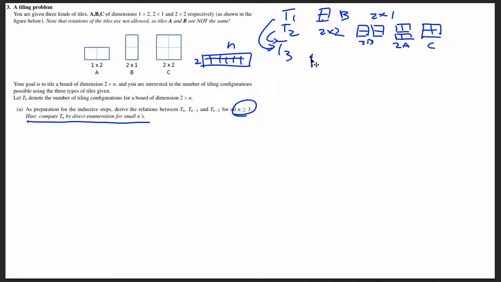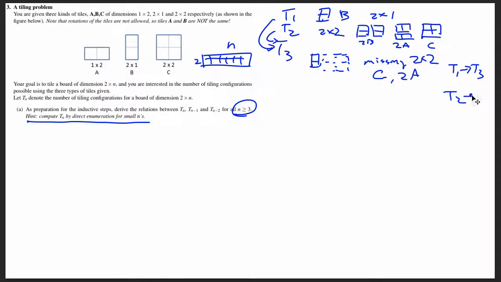Well, notice from T1 to T3, you're missing, if I can draw this properly, a 2 by 2. So missing 2 by 2. And how do you fill this in? Well, you can, for instance, add a C, or you can add 2A. Now, why did I not include 2B? Well, you'll see in a moment. This is for T1 to T3.